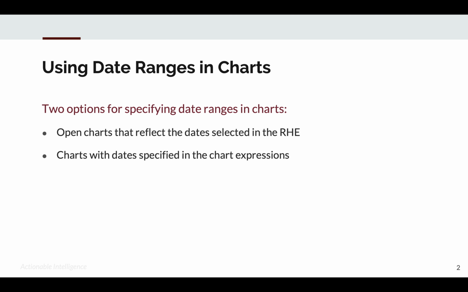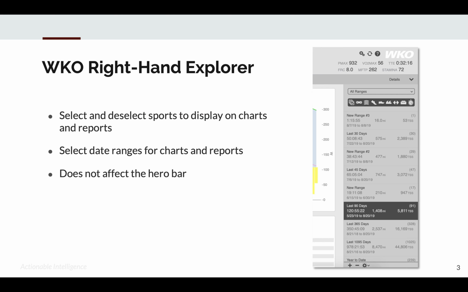There are basically two options for specifying and changing date ranges in charts. The first and the simplest is to simply select date ranges in the right-hand Explorer, and the second is to build charts with dates built right into the data series. We are going to cover each one of those today.